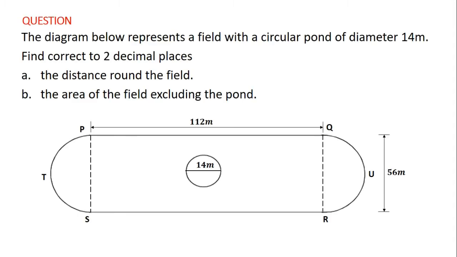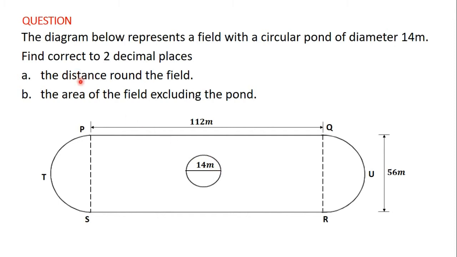The question for this video is: the diagram below represents a field with a circular pond of 14 meters. Find, correct to two decimal places, A, the distance around the field, B, area of the field excluding the pond. So we have this as a field and we have a pond in the middle of the field.